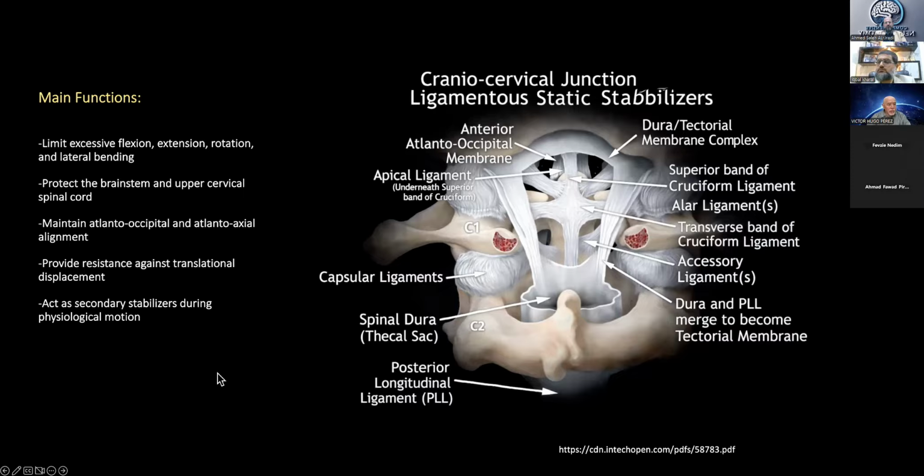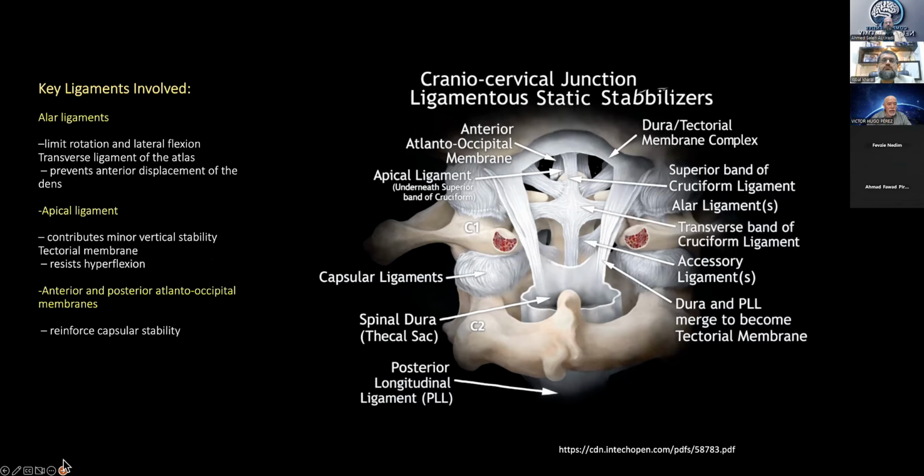So the main functions of these ligaments are the following. Limit excessive flexion, extension, rotation, and lateral bending. Protect the brain stem and upper cervical spinal cord. Maintain atlanto-occipital and atlanto-axial alignment. Provide resistance against translational displacement. Act as secondary stabilizers during physiological motion.